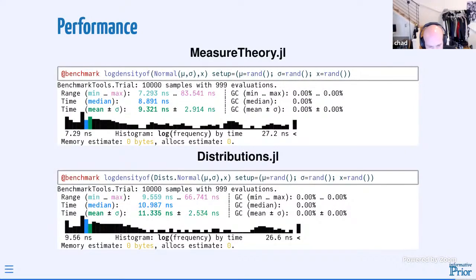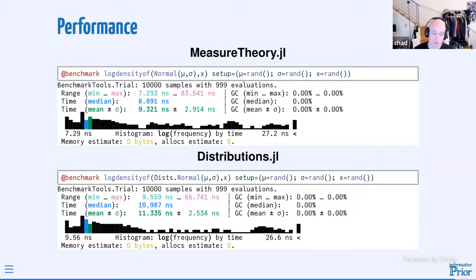So let's look at performance. This call is made with mu, sigma, and x all chosen randomly. MeasureTheory does that in almost 7.3 nanoseconds. Distributions.jl is around 9.5 nanoseconds. It's tempting to claim that we're faster than Distributions, and in some cases we are. In this case, I think that's a little bit strong of a claim, because we're pretty close to the error there, but it's certainly competitive.